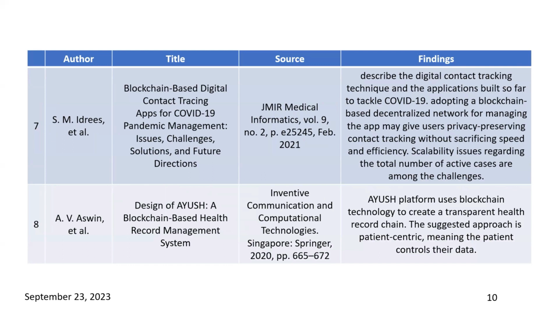And the two last, but obviously not least, are describing the digital contact tracing technique and the application built so far to track the COVID-19 like pandemics. Scalability issue in terms of the total number of active cases is among the challenges here in the 7 reference, and a huge platform in the 8 reference introduced, which uses blockchain technology to create a transparent health record chain. The suggested approach is also patient-centric, meaning the patient has control over their own data.